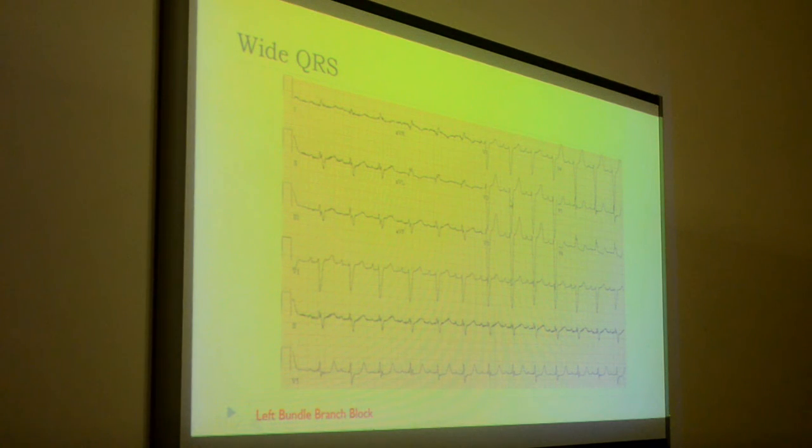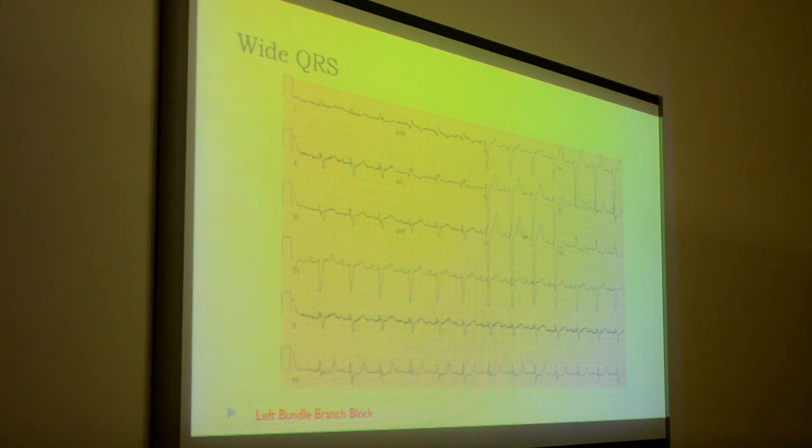How can we differentiate from other ventricular pathologies, like the other wide QRS? Okay, does this look like a PVC? No, this is continuous. A PVC is like one or two beats. It's not a PVC. Is this a ventricular tachycardia? Does this look like that? No. It's a usually normal heart rate. And then there are other findings.